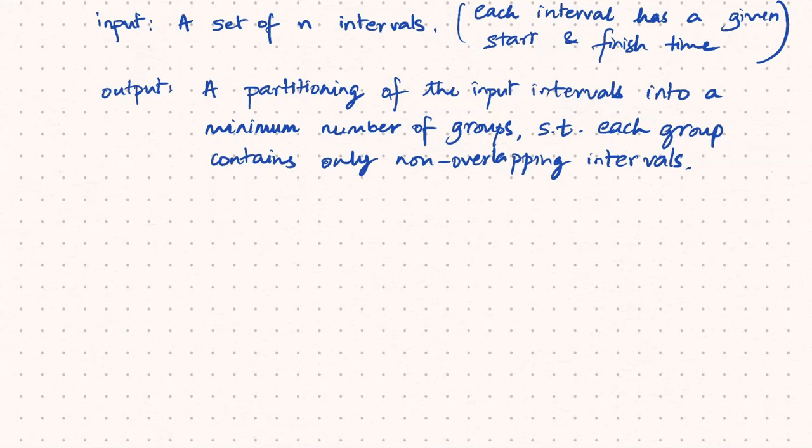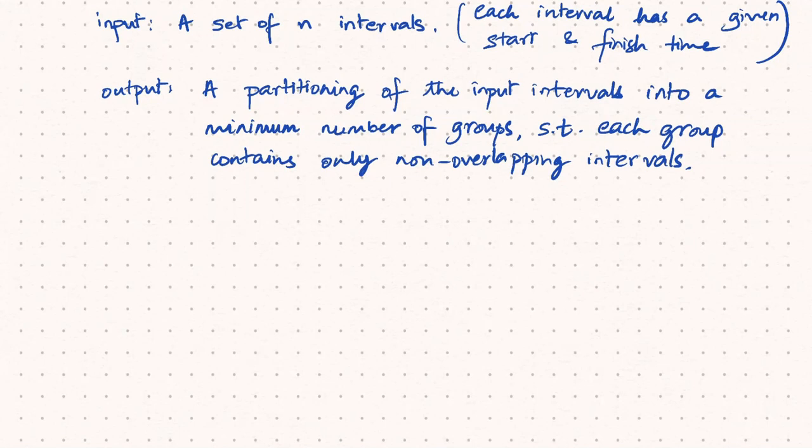So iteratively, we pick the next interval that we're considering, and we try and fit it in one of the existing groups. Starting from group 1, we'll check, then group 2, and so on until all the groups we have. And if it overlaps with an interval in all the groups, then we'll create a new group for that interval. So this is the idea for this algorithm. But the question is, in what order do we consider the intervals?